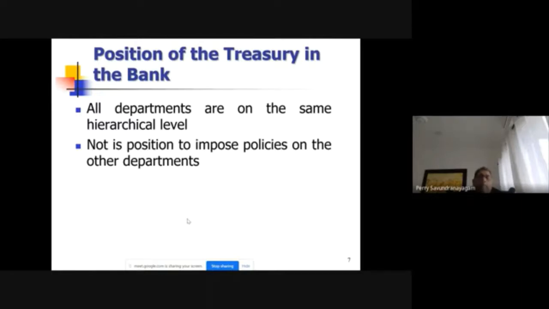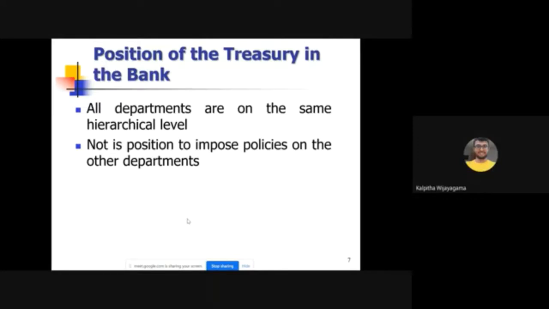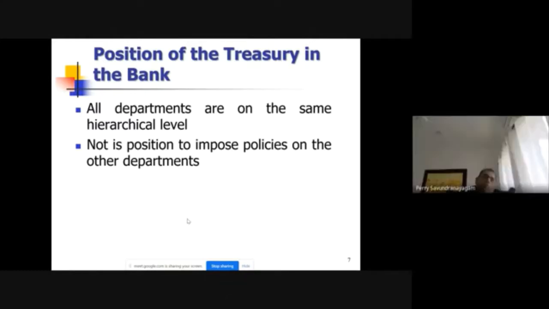Somebody says control purposes. Okay, what do you mean by control? So is it maybe that one of the main concerns of Treasury is liquidity, but the rest of the bank is more concerned about profitability? So maybe Treasury being able to involve the rest of the departments might have an impact on profitability because they are more concerned with liquidity.